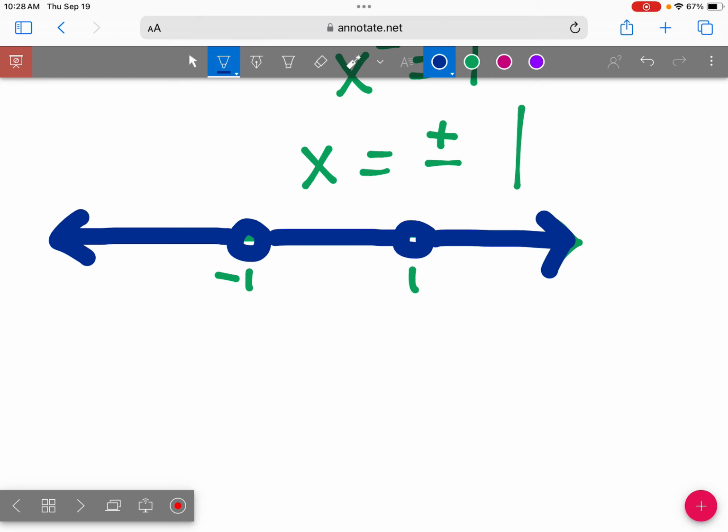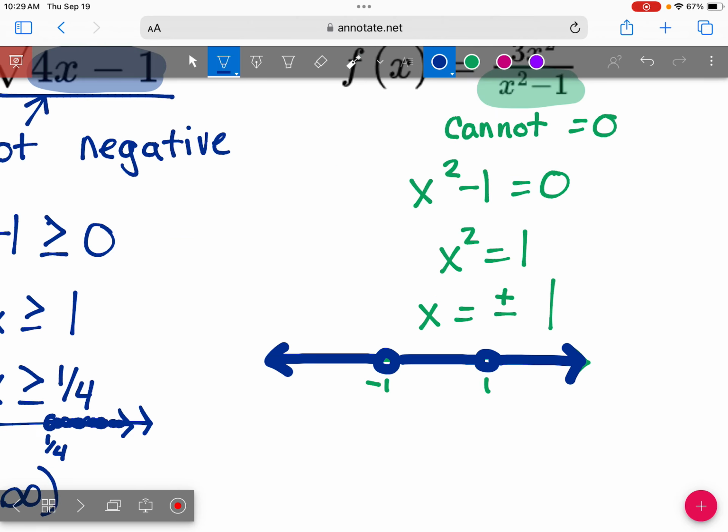For the first one, why did you put less than or equal to up here? Because if we have a negative under the radical, we get imaginary numbers, which is not what we want in a function. We only want reals.